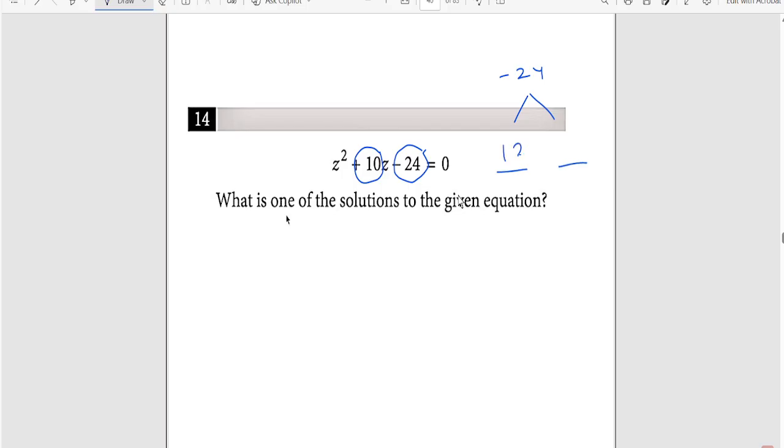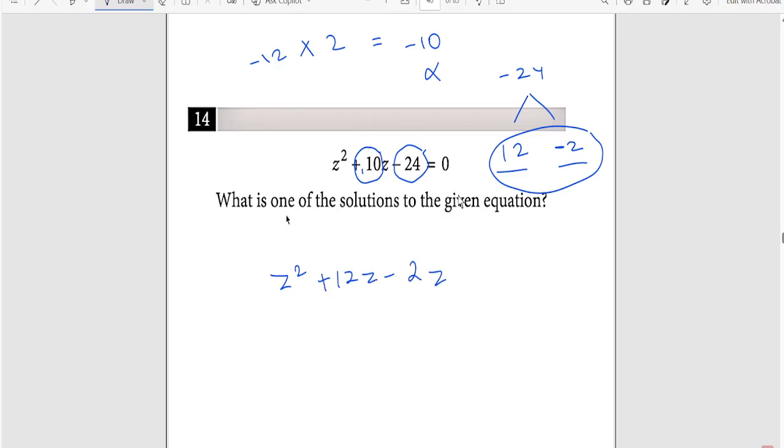So if you see 12 and 2, 12 times 2 is 24, but we need negative 24. So we can make 2 negative. Why? Because now 12 minus 2 is 10, and we need positive 10. That's why I made 2 negative. If I do negative 12 times 2 and add them, I get negative 10, which is wrong. I need positive 10, right? That's why I am going to take these two numbers. So in place of 10z, I'm going to write 12z minus 2z, right?